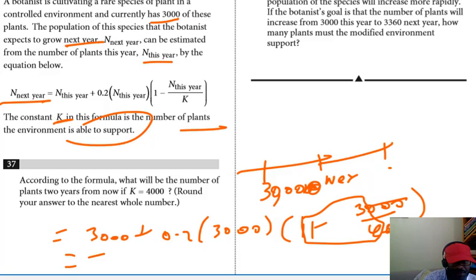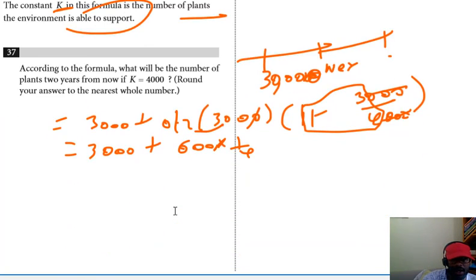So this means 3,000. Actually, you can use a calculator. When you multiply this, that is going to be 600 times 1/4. 1/4 of 600 is 150. So this means 3150 is what we have next year. After next year, use this as the initial value.